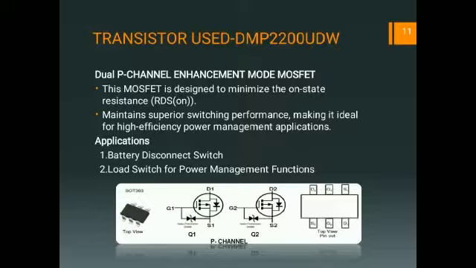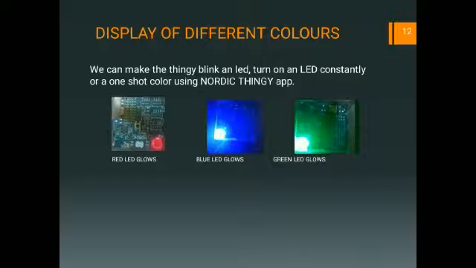It is used for high switching performance. It is widely used in battery disconnect switches and in load switches for power management functions. There are 6 pins in this transistor, namely source 1, source 2, gate 1, gate 2, drain 1, drain 2. You can see the top view of this transistor. We can make Thingy blink an LED, turn on an LED constantly, or show a one-shot color. Using the Thingy app, you can view the different colors.